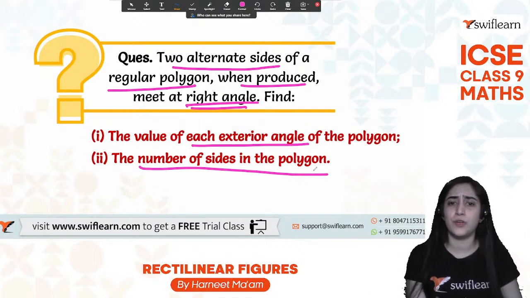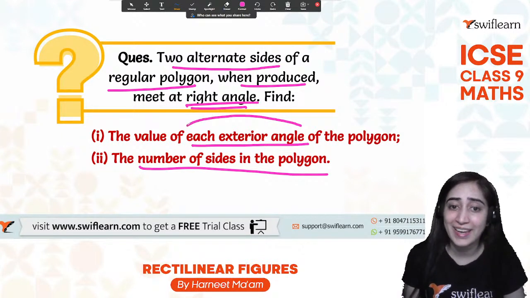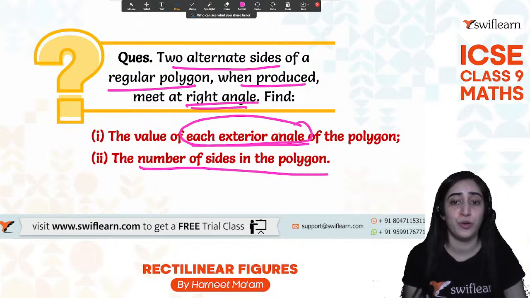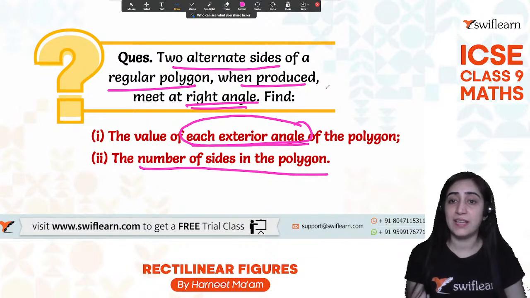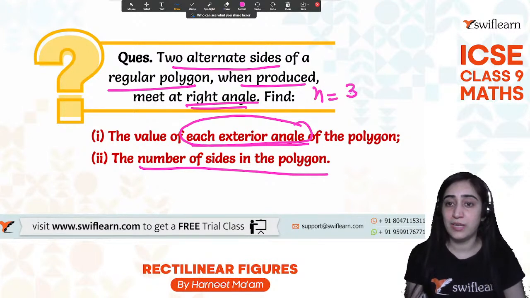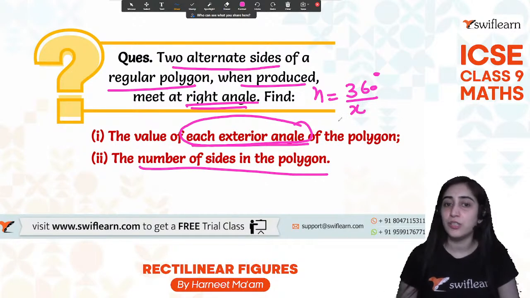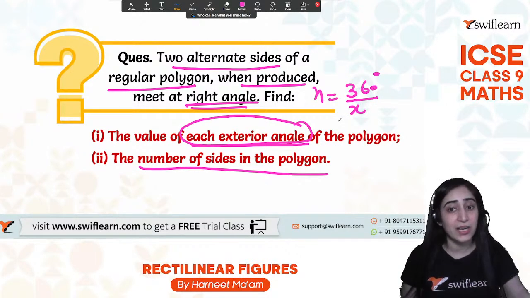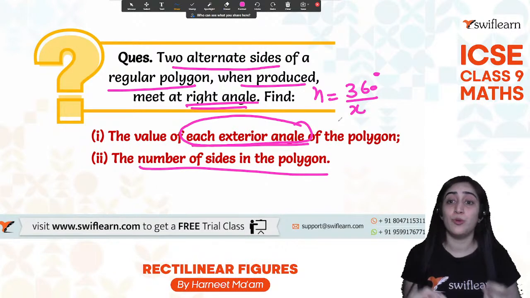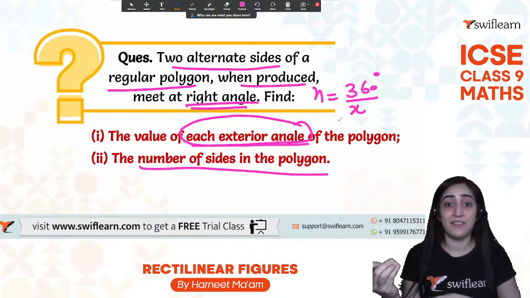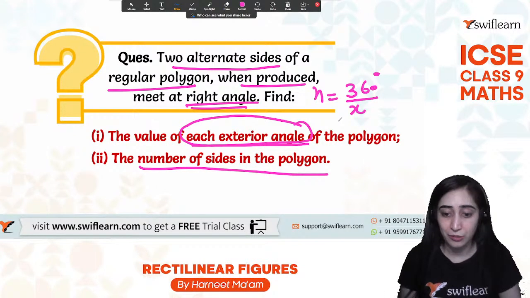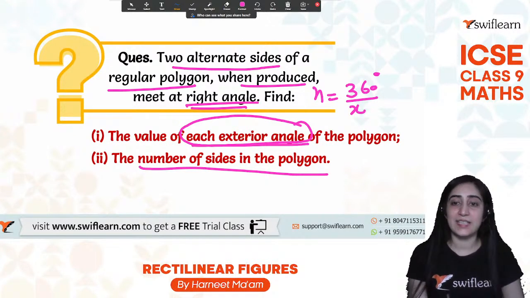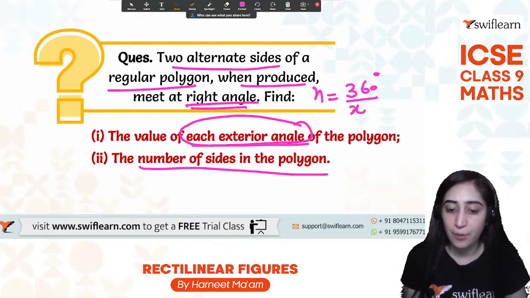So first of all, what is it saying? हमें निकालना है each exterior angle of a polygon. And what's the formula of each exterior angle of a polygon? We say that n is equals to 360 degree upon the angle that we are talking about, x. इससे हमारे को n पता चल जाएगा. Each exterior angle is x equals to 360 upon n, so we interchanged it, right? So what does it say? It says n is equals to 360 degree upon x.